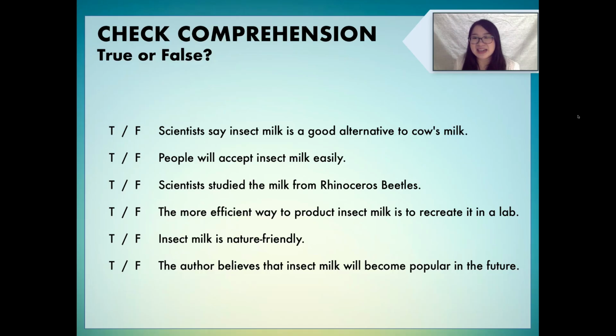Now that you've had time to read these sentences, let's check your answers. Number 1, scientists say insect milk is a good alternative. True! The whole article is about this opinion. Number 2, people will accept insect milk easily. Maybe not. Number 3, scientists studied the milk from rhinoceros beetles.